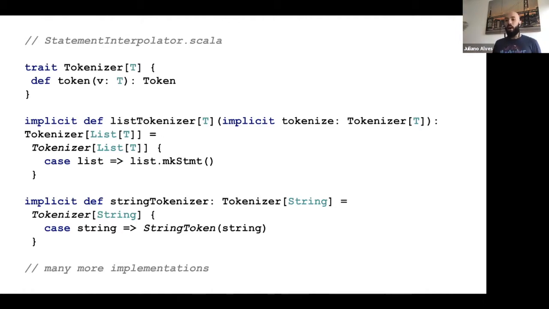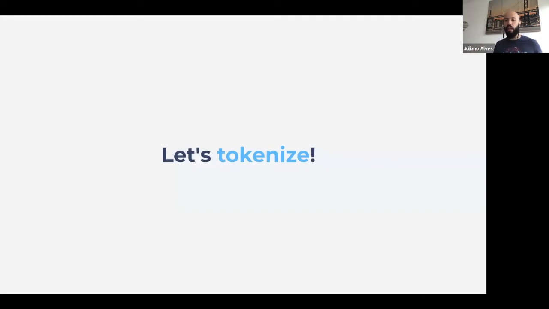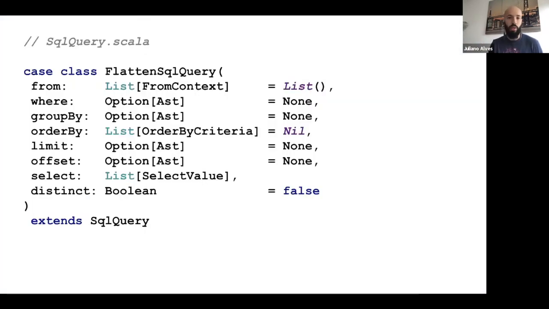So instead of just explaining the theory behind tokenizers, let me propose the following. Let's tokenize it ourselves, right? Using one of the examples, one part of the code that's already in Quill, we have in this SQL query file a case class called FlattenedSQLQuery that extends the SQLQuery. And as you can see, it has all the elements of a basic select, right?